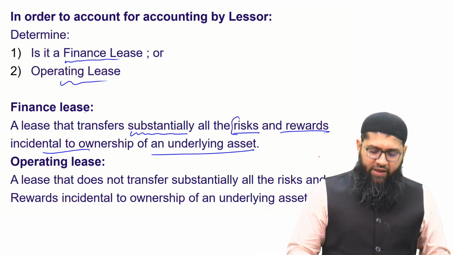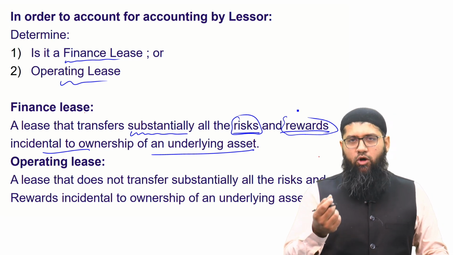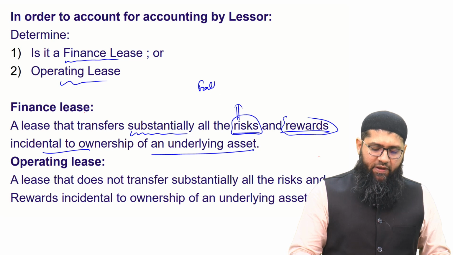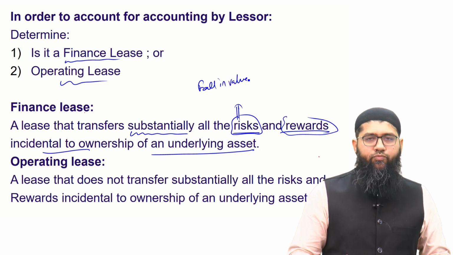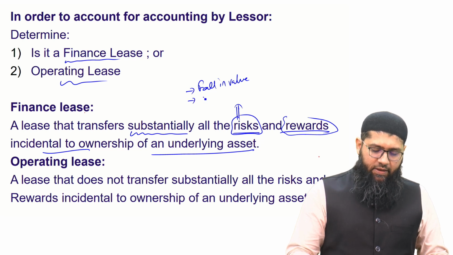Now, generally speaking, what are the risks? Generally speaking, what are the rewards? I could write down a few. Again, there could be many. But I could say the risk could be the fall in value of the asset. I could say the risk could be the asset becoming obsolete.